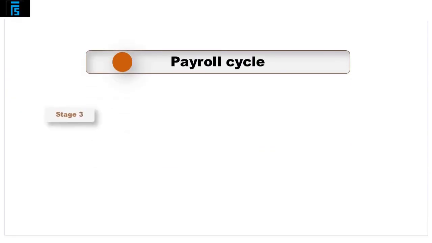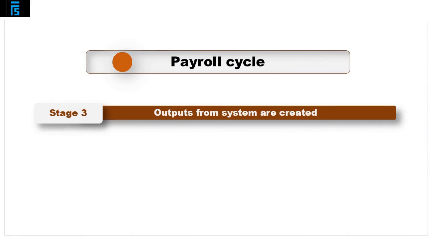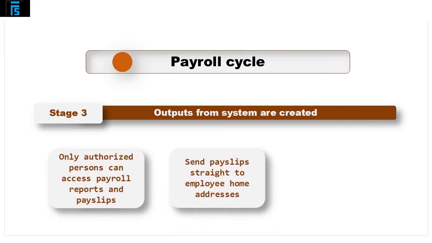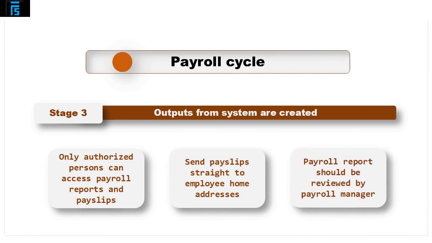The payroll report and the payslip should only be accessed by those authorised to see them. Therefore, locking payroll reports away is a good control, and sending payslips straight to employees' home addresses would avoid this information getting into the wrong hands. The payroll report should be reviewed by the payroll manager. Comparing to previous months, the previous year, and budgets will identify if something looks unusual. Evidence that this has been carried out, such as a signature and date, would enforce the control.